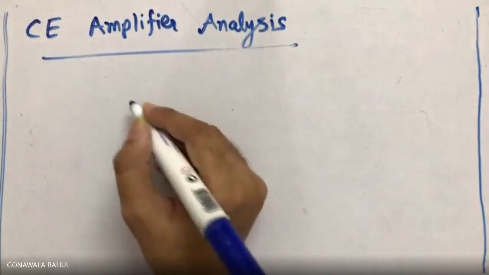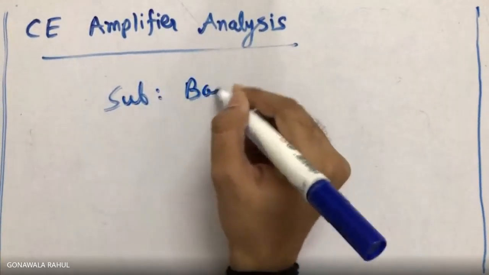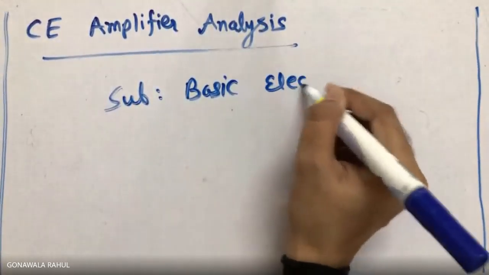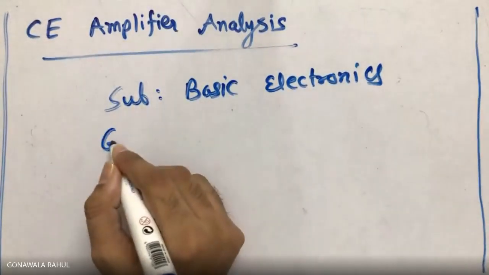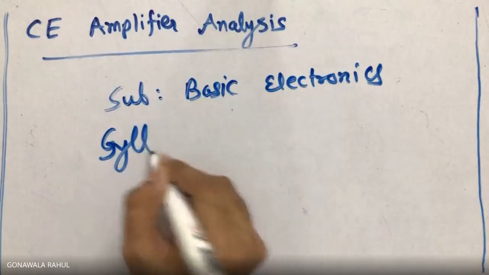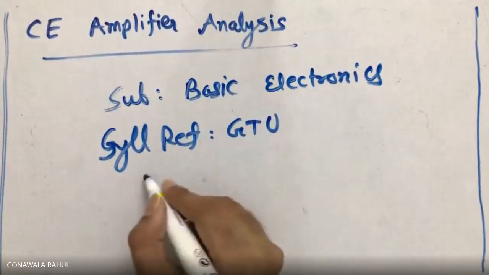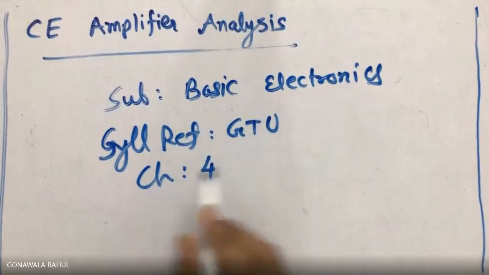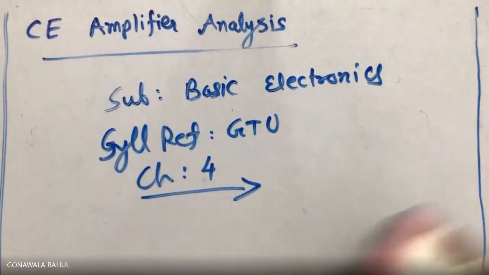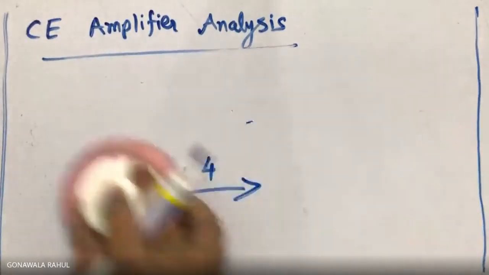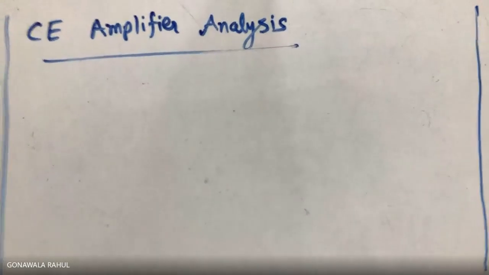As we know, we are going to study the subject basic electronics. Under that, as per the syllabus reference of Gujarat Technological University, we are going to switch to chapter number 4, and under that chapter we are going to study common emitter amplifier analysis. We have seen various topics earlier.